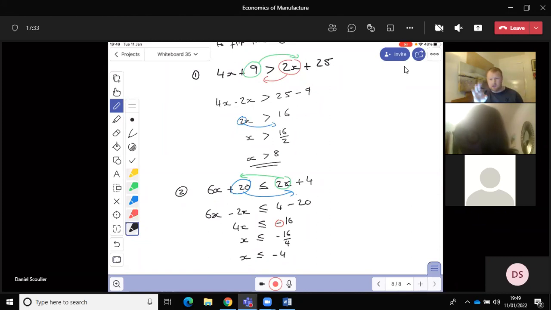Okay, so don't be scared when you see those symbols. Inequalities, we're just dealing with them the same way as when we had balanced sides.